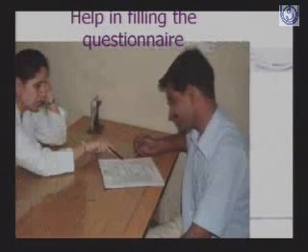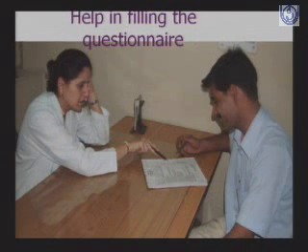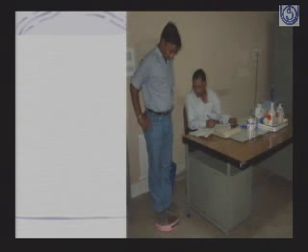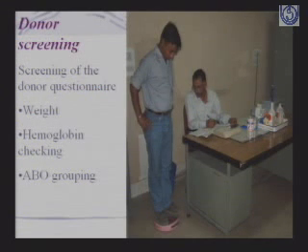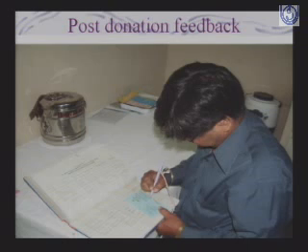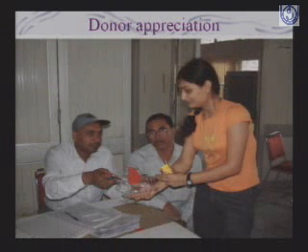That is, the pre-donation counseling and guidance have been given. Then, help in filling up the questionnaire, because the donor is required to fill up this questionnaire and he may be helped or he may be explained the things. Then, proper answering of the donor questionnaires. Then, measuring the physical requirements, that is the screening for the donor's questionnaire, height, weight, hemoglobin checking, ABO grouping. Then some post-donation feedback, and if you require, you can give some donor's appreciation in the form of some token, that is a memento.